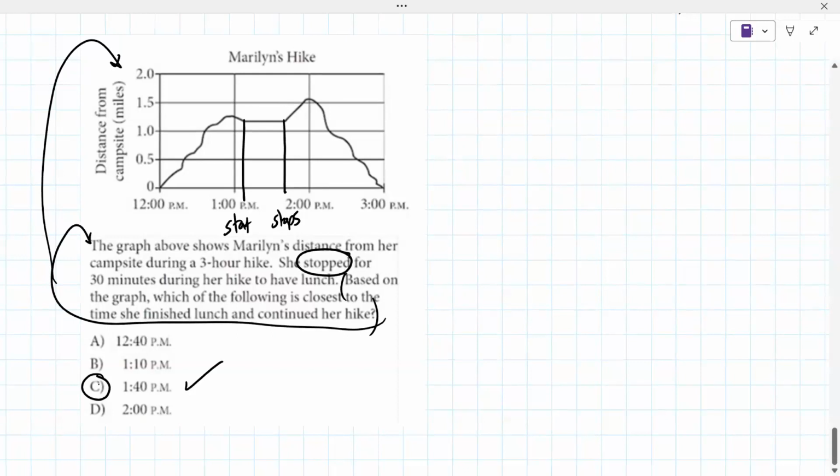Like if another problem would say, when did Marilyn begin her descent back to the campsite? That's around 2 o'clock. Around 2 o'clock, she's heading back. So that's why it's important to read this call to action first. That way, okay, you know what am I even looking for?